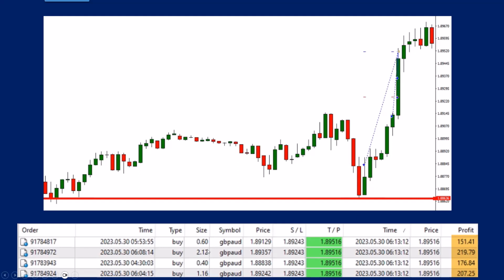So you can have a look on the pound Aussie. There was the trade. And there you can see how the EA calculates the lot sizing required to achieve this. So the first trade was 0.6 lots, then 2.12, then 0.4, and then 1.16. And as I say, after the first trade, the total deal becomes risk-free, and that's the beauty.